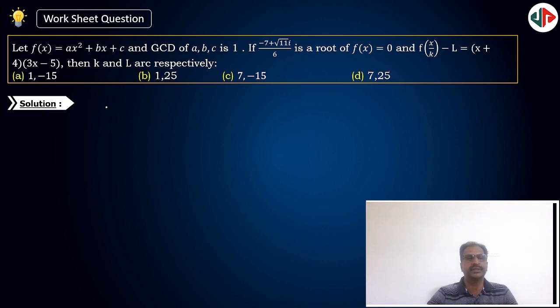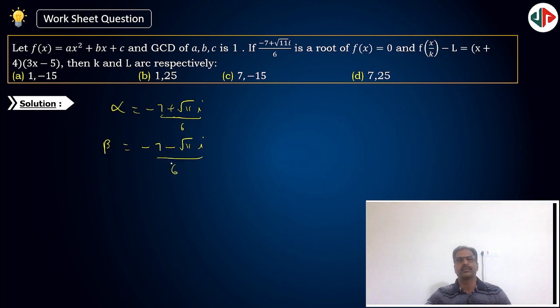Next, f of x is ax^2 + bx + c, and the greatest common divisor of a, b, c is 1. One root is given, let us say it is alpha, -7 plus root 11 i by 6. We know that complex roots always occur as conjugate pairs. So the other root will be -7 minus root 11 i by 6. One root is given, so you can find the other root. Therefore, what is the sum of the roots? -14 by 6, which is -7 by 3.